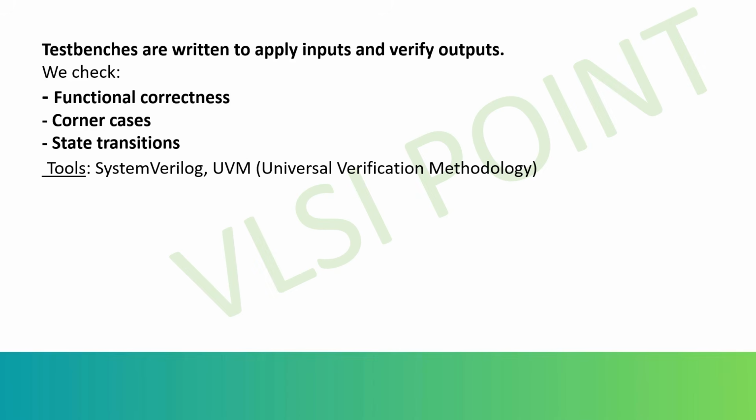So different types of verifications are there, like directed testing. It tests specific cases manually. Then random testing, it generates random inputs to cover corner cases, and formal verification that mathematically proves correctness. UVM, that is Universal Verification Methodology, is an industry standard method for large chips. And for this step you can use tools like ModelSim, QuestaSim, Synopsys VCS, or Cadence Xcelium.